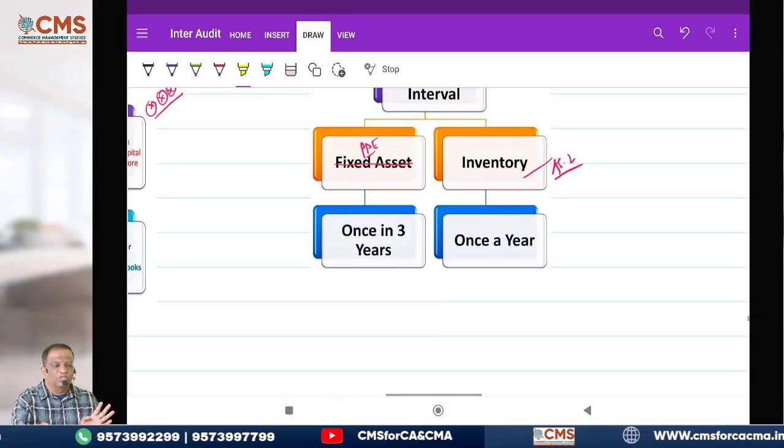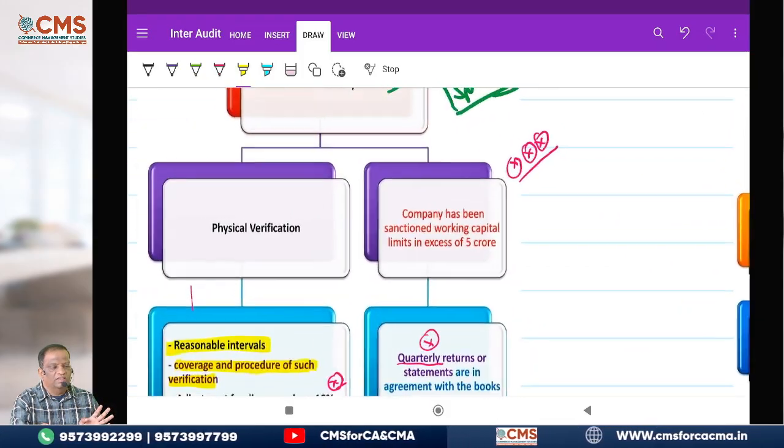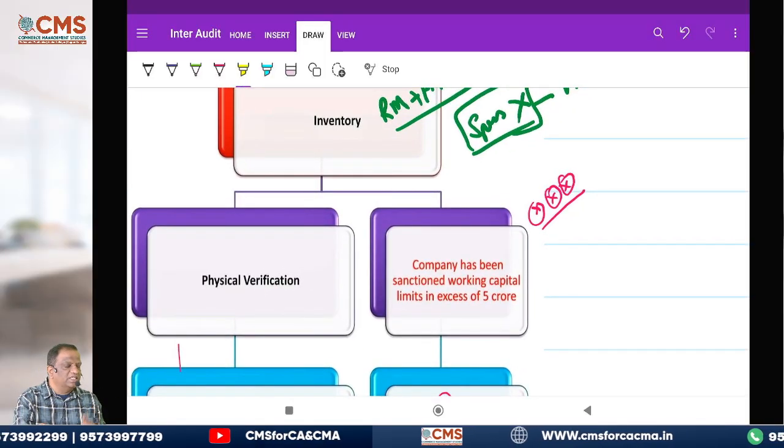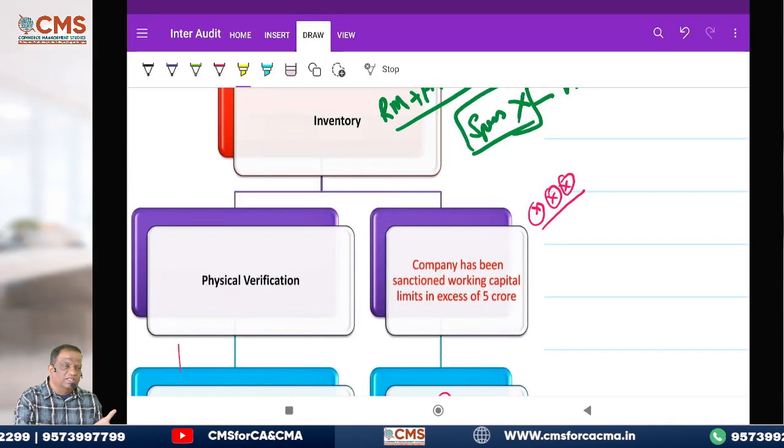Then for inventory, what are the 2 points? Physical verification and working capital loan. Exceeding what amount? 5 crore. Then what is it that the auditor has to inquire?